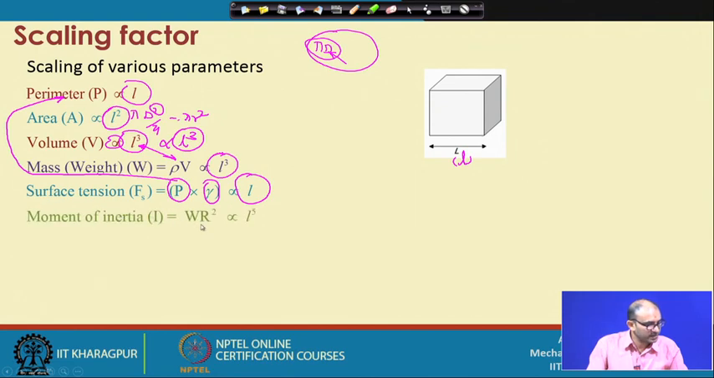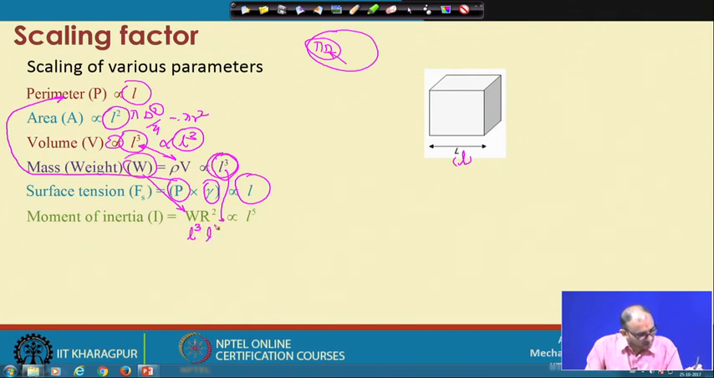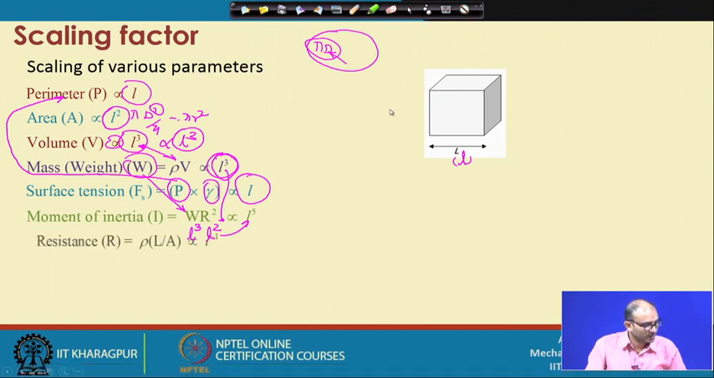Now, moment of inertia, it is m into r square, and this mass we are considering from here, and r square is also radius. So, it is considered as a length scale. So, L cube will come from here, and r will be L square, and both things will be considered together as L raised to 5. So, this is the way we can consider the different parameters.